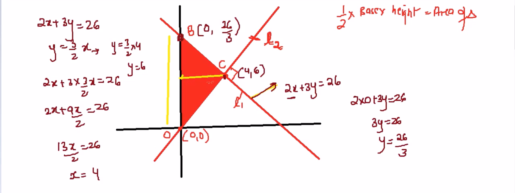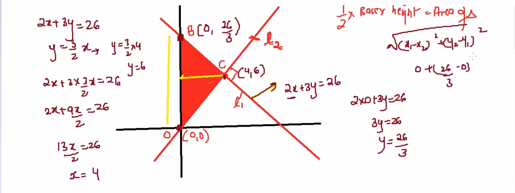So the distance between this and this is clearly 26 over 3, because we know that the distance between two coordinates is root of x1 minus x2 whole square plus y2 minus y1 whole square. x1 is 0, x2 is also 0, so this is 0. y2 is 26 over 3 and y1 is 0. So this will give you 26 over 3. So we have this 26 over 3.